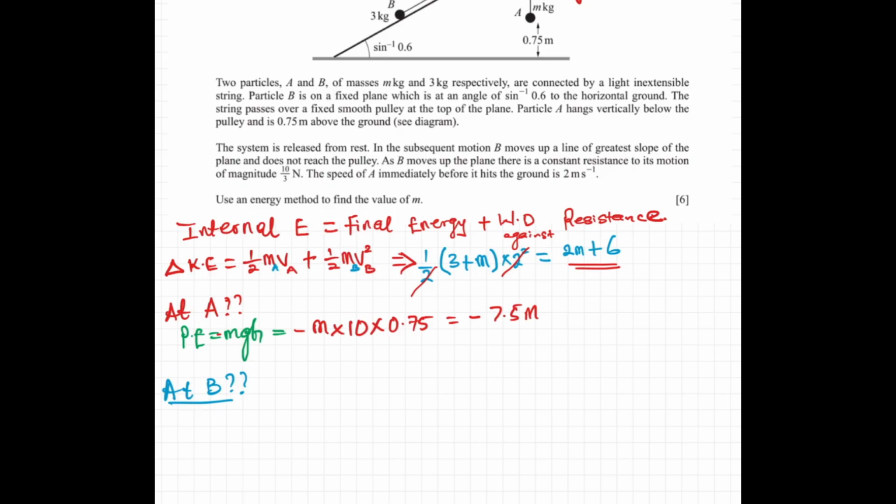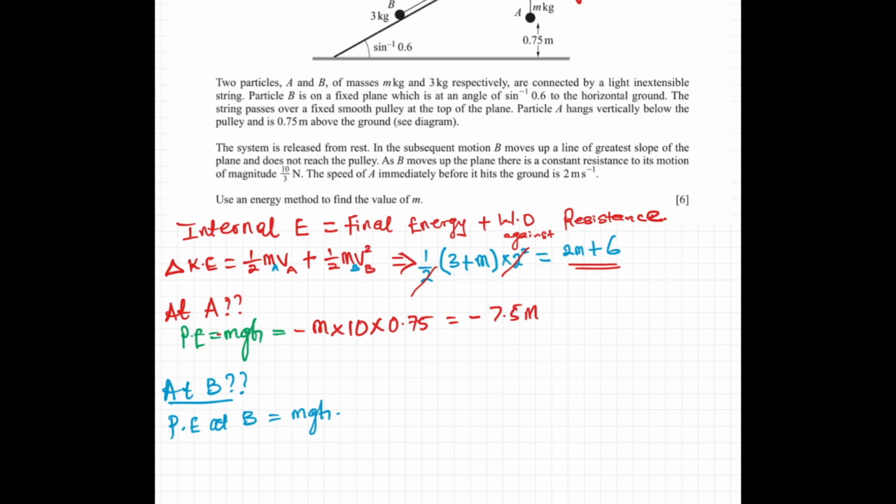So B goes up. So we need to find the potential energy at B. So potential energy at B is also mgh. It's not minus because it ascends, so it's going up. A descends, so that's why we put minus. So direction vectors, right? Because of the direction, we do that.